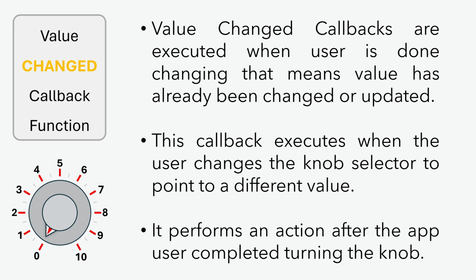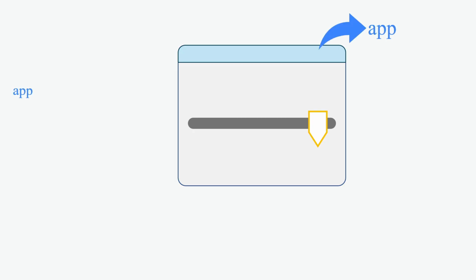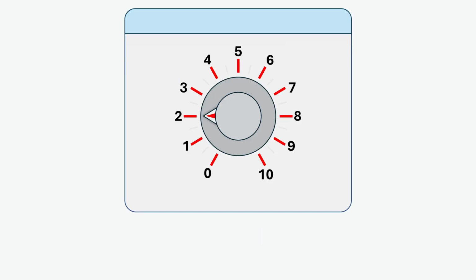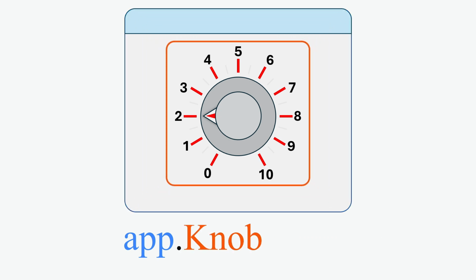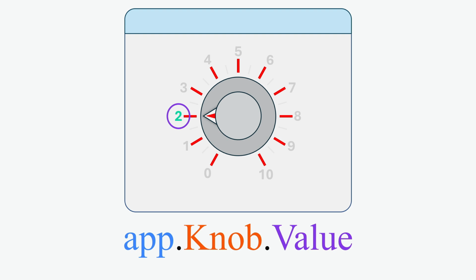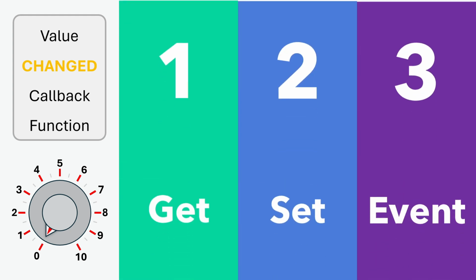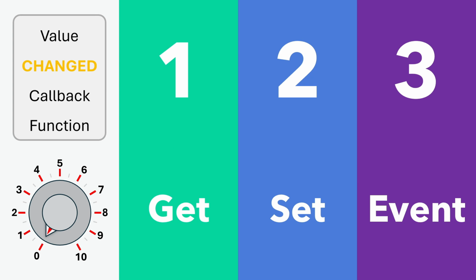Okay, now let's learn some basics first. First, we have our app, and every app has several components, and each component has its own list of properties. To access a specific property of a specific component, we have to use this app.component.property notation. Now, for the knob, first we have our app, and then we have our component knob, and the property we want to access is the value property. Right now, the value property is set to 2. Now we have learned the basics. Let's see 3 examples. We are going to see how to get the value, how to set the value, as well as the event argument of the callback function.